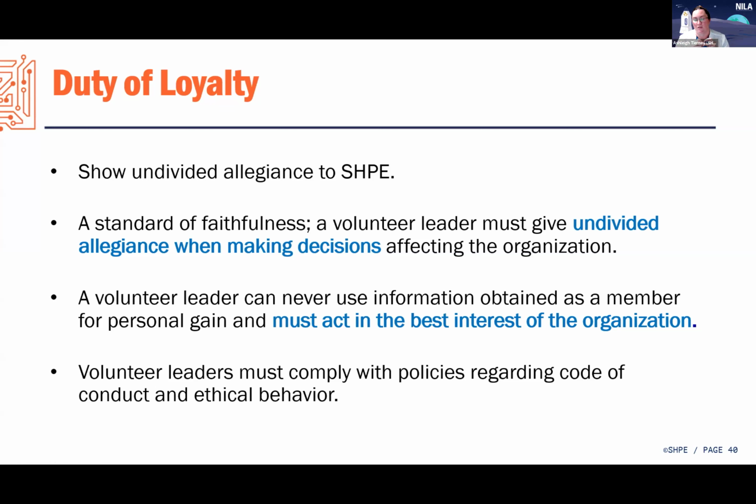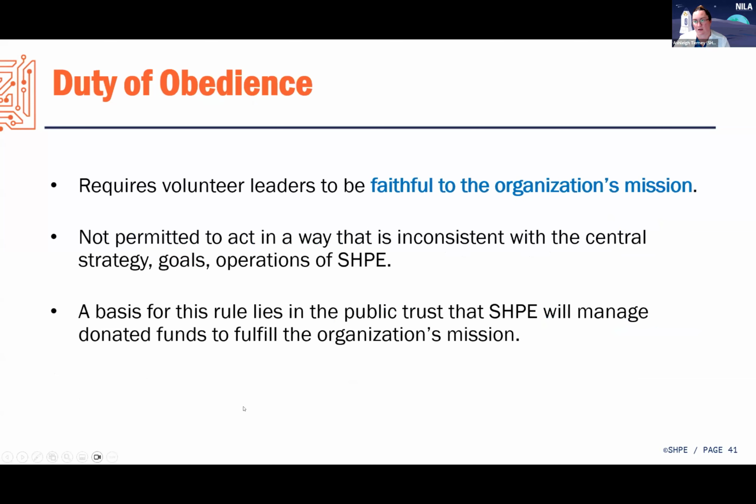And so just know that you should always be using the information. So as chapter leaders, you may get information, like your chapter list, for example. So just make sure that you're not using that for personal gain. So don't send them information and requesting things. Whenever you're contacting your chapter, make sure that it's focused on SHPE, focused on the mission. And then also making sure you're following code of conduct and ethical behavior is going to be key here.